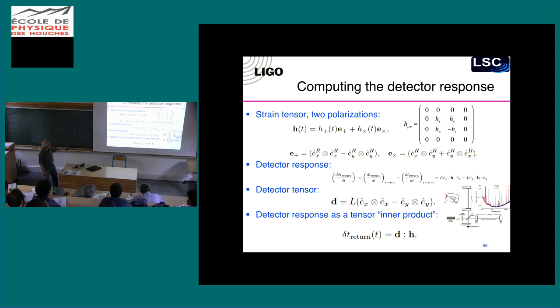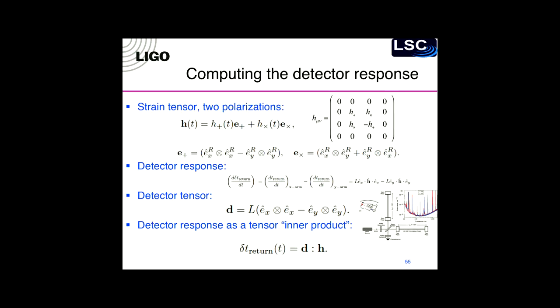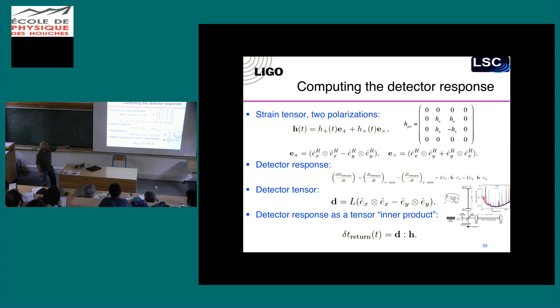You can form these tensors by taking outer products of vectors. In this case, the vectors, here's E sub r in the radiation or wave frame. Here's E superscript r, x, and y. And you can take tensor outer products of these unit vectors in this combination to get plus and cross tensor basis tensors. Okay? And then you can compute the detector response by computing the detector tensor.